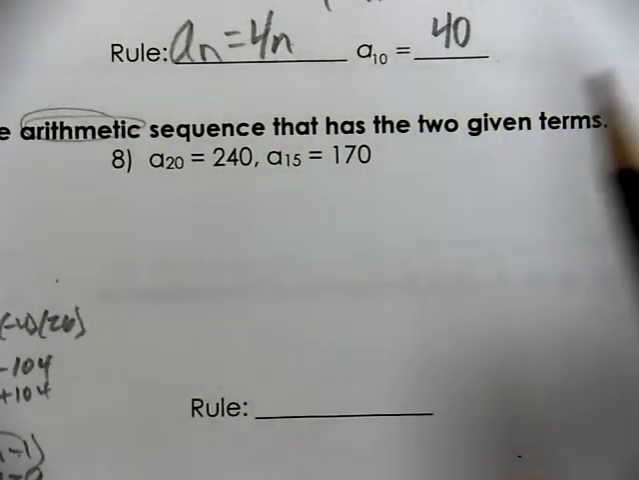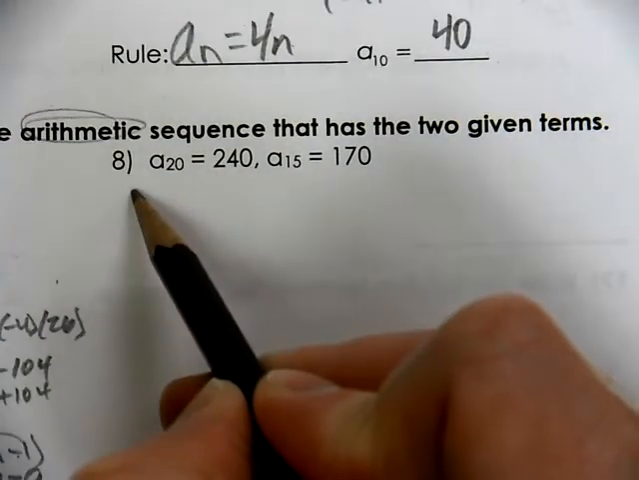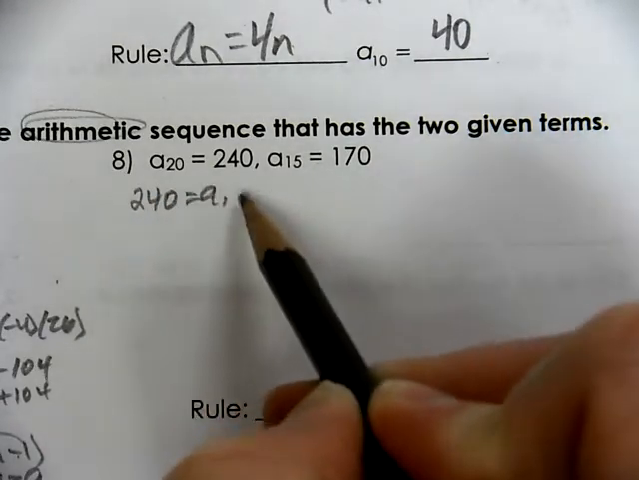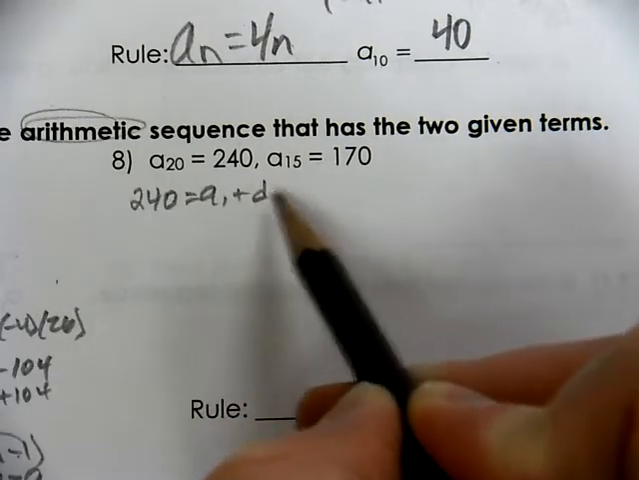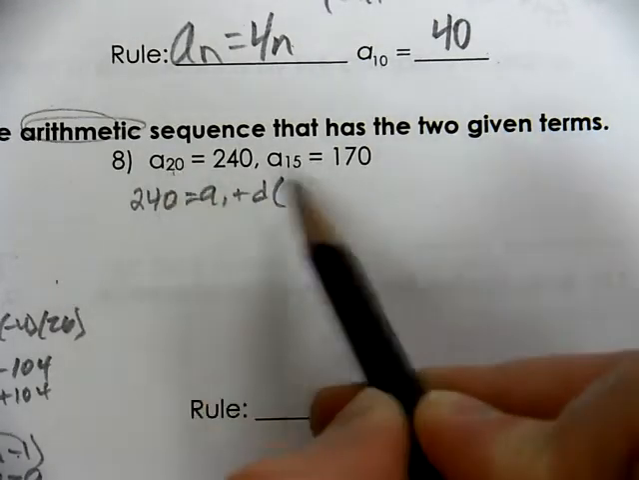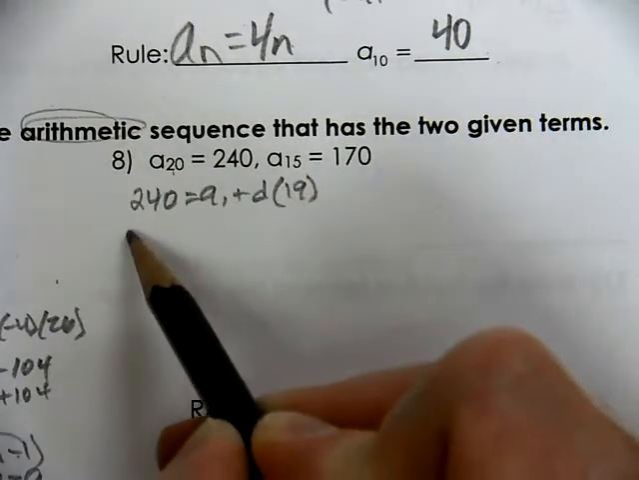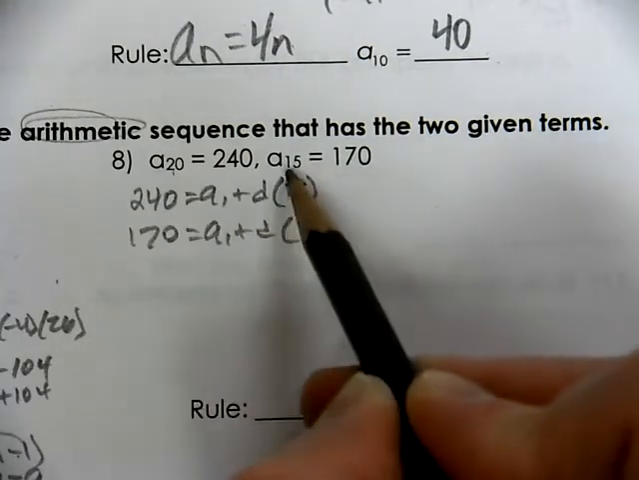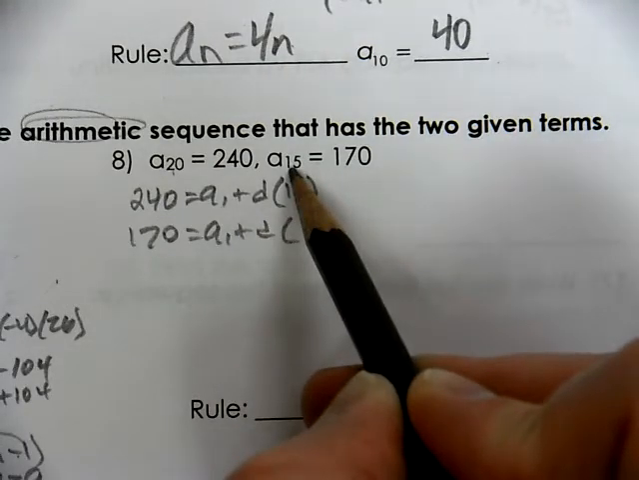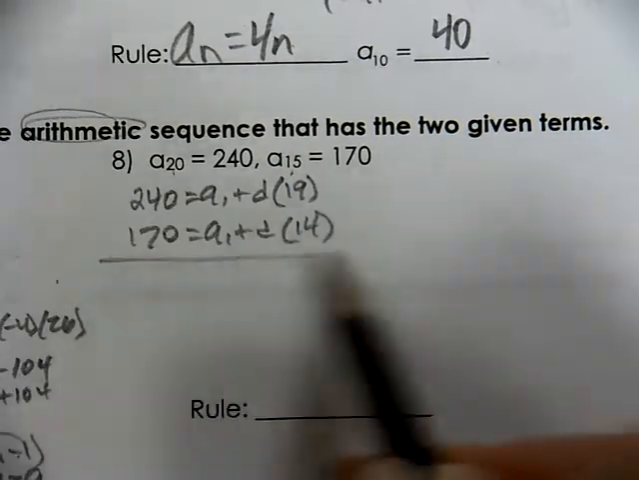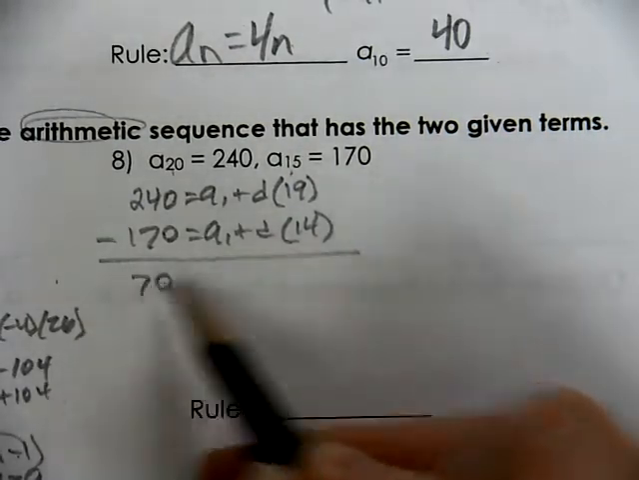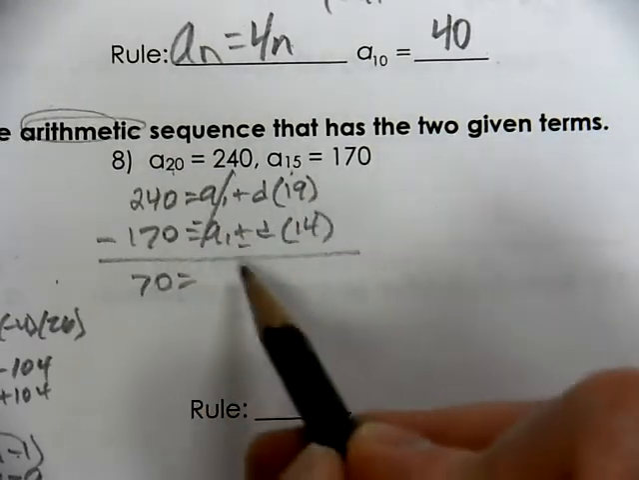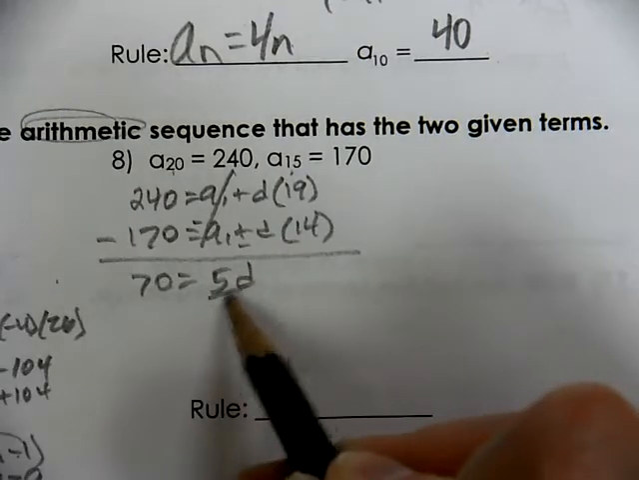Alright, so here, let's try this one again. Let's take the 240 equals a of 1 plus d times n minus 1, which is 19. And we'll take the 170 equals a of 1 plus d, 15 minus 1 gives me 14. When I subtract these, I get 70. When I subtract these, they cross off. And when I subtract these, I get 5d.